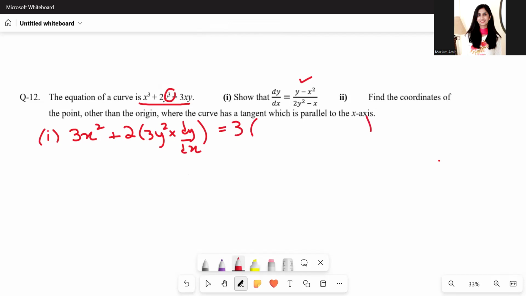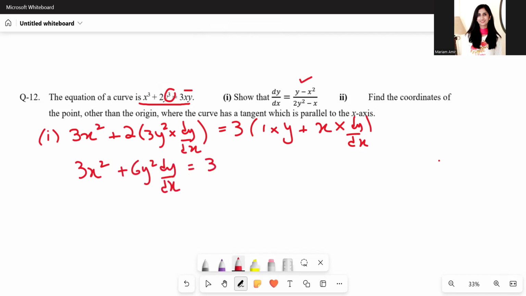Now xy differentiated with respect to x would require a product rule first. So differentiate x, which gives 1, times multiply y with it, plus multiply x with it times derivative of y, which will be dy by dx. Okay, so we get 3x squared plus 6y squared dy by dx equals 3y plus 3x dy by dx.